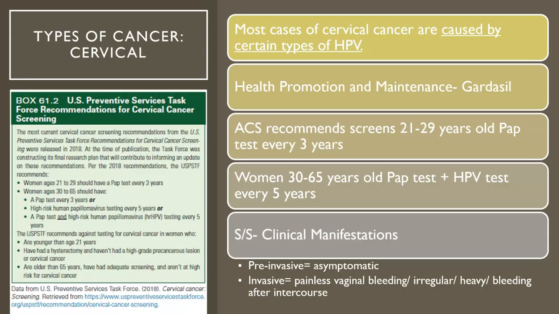If it metastasizes or starts to grow, that's when you're going to start to see symptoms, and that's going to be related to heavy menses or bleeding after intercourse.